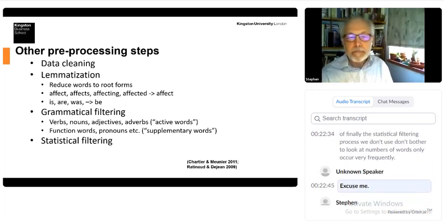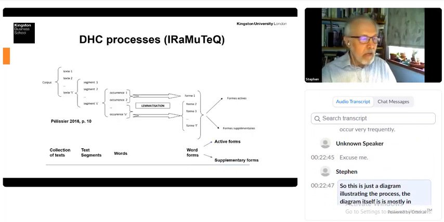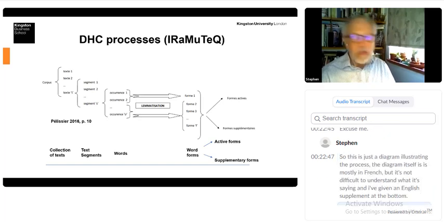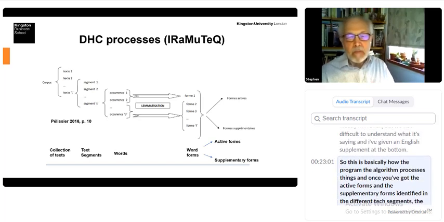So this is just a diagram illustrating the process. The diagram itself is mostly in French, but it's not difficult to understand what it's saying, and I've given an English supplement at the bottom. So this is basically how the program, the algorithm, processes things.